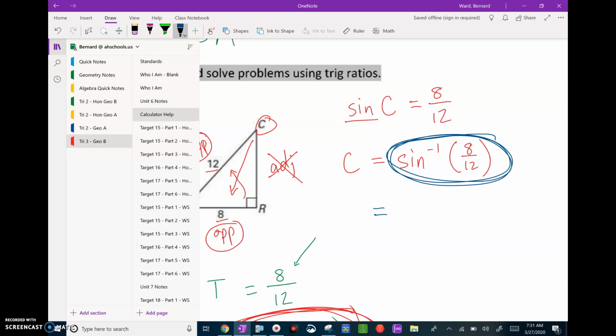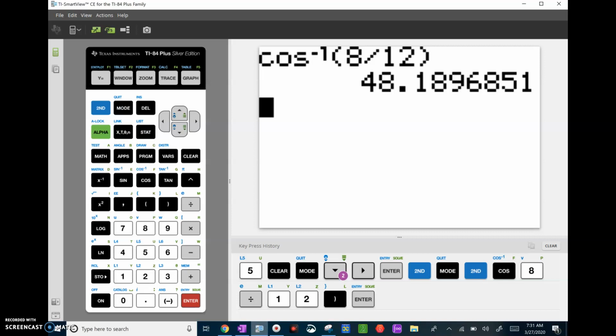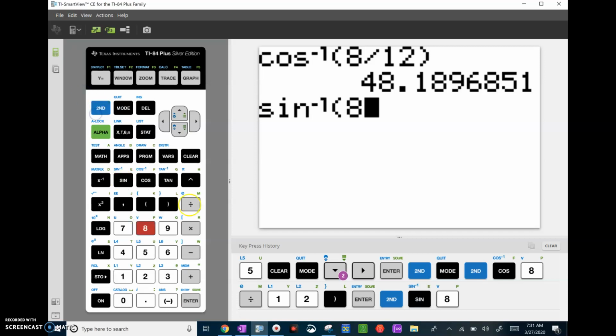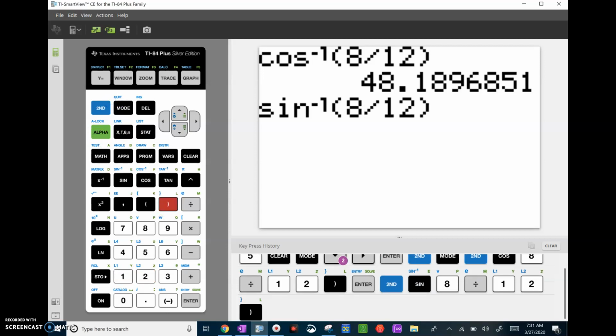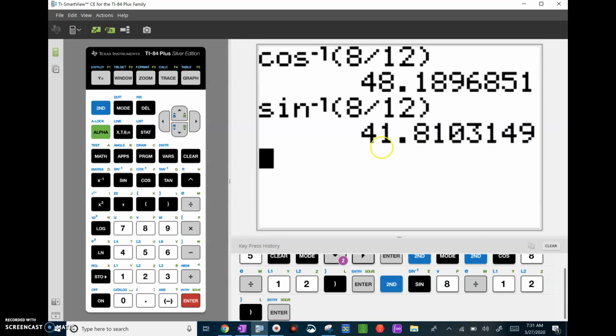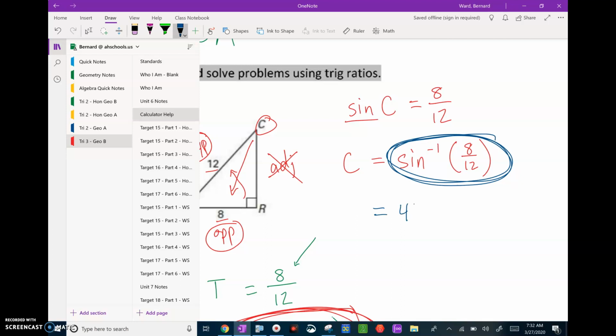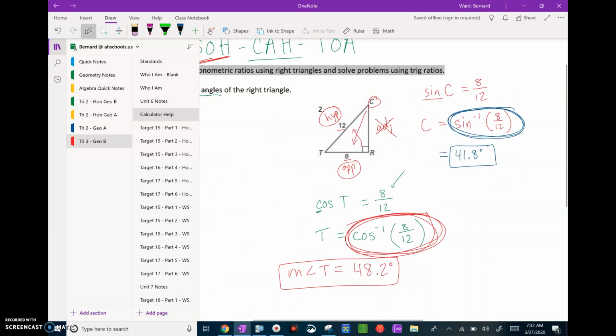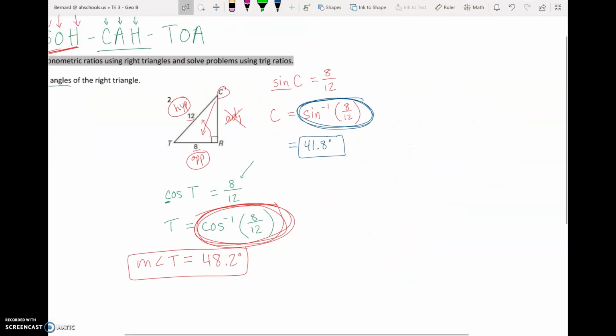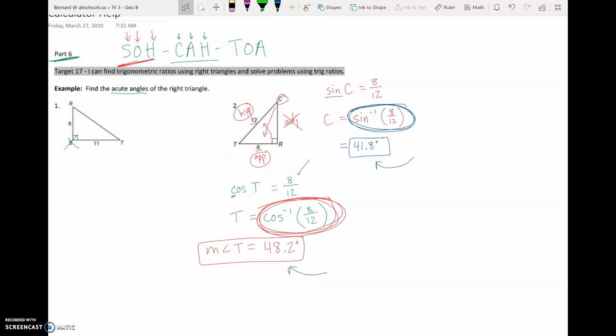So let's go back to the calculator, sine inverse of 8 divided by 12. So here's our sine key. We want the sine inverse, so we'll hit second and sine, and you'll see the sine -1, and then it's 8 divided by 12 again. Close the parentheses, hit enter, and you will see that is a 41.8 degree angle. So we know angle C is 41.8 degrees, and that is our answer. And so angle T was 48.2, right down here. Angle C, 41.8.